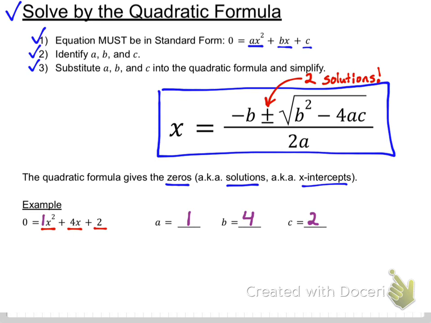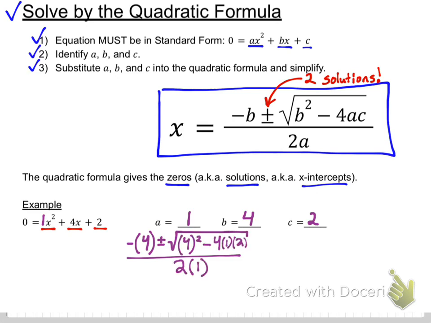Now that we have a, b, and c, we're just going to plug them into the quadratic formula. So notice when I'm doing this, I'm putting b in there for the 4. I'm going to use parentheses every time I plug in a variable, and that's really important because, especially when you get to having some negatives, the negatives can trip you up if you're not very careful. So I'm going to ask you to always put parentheses around every variable you plug in. So I put parentheses around 4. I put another parentheses around 4 because it's b squared, 4 squared, minus 4 times a, which is 1, times c, which is 2. And all of that divided by 2 times a, which is 1.